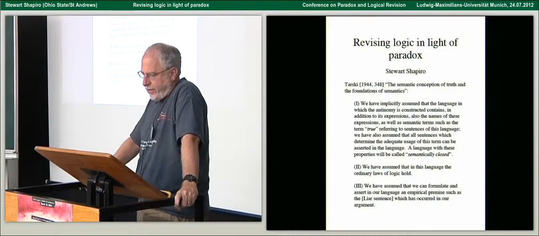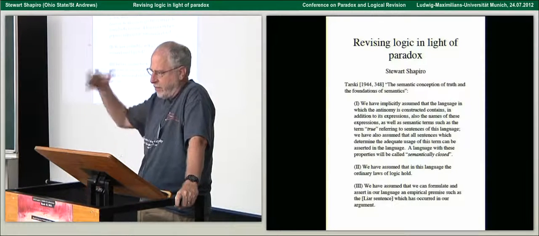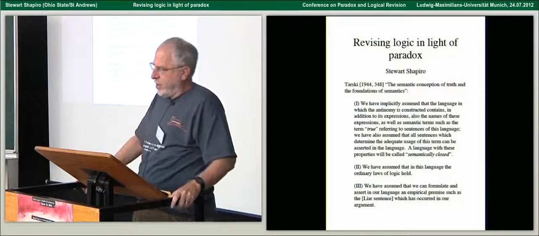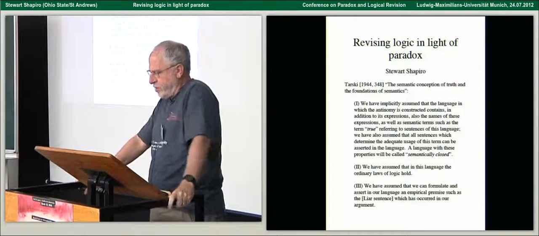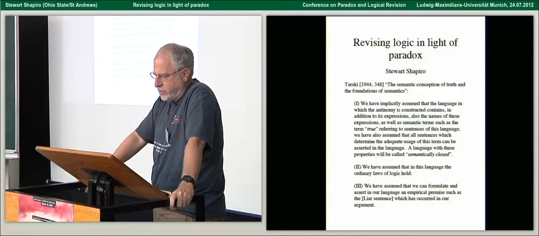All right, so let's begin with Tarski's famous, in the popularization, 1944 paper. He's giving the ingredients that led to the liar paradox. He writes: We have implicitly assumed that the languages in which the antinomy is constructed contain, in addition to its expressions, also the names of these expressions, as well as semantic terms such as the term true. Referring to sentences of this language, we have also assumed that all sentences which determine the adequate usage of this term can be asserted in the language. A language with these properties will be called semantically closed.